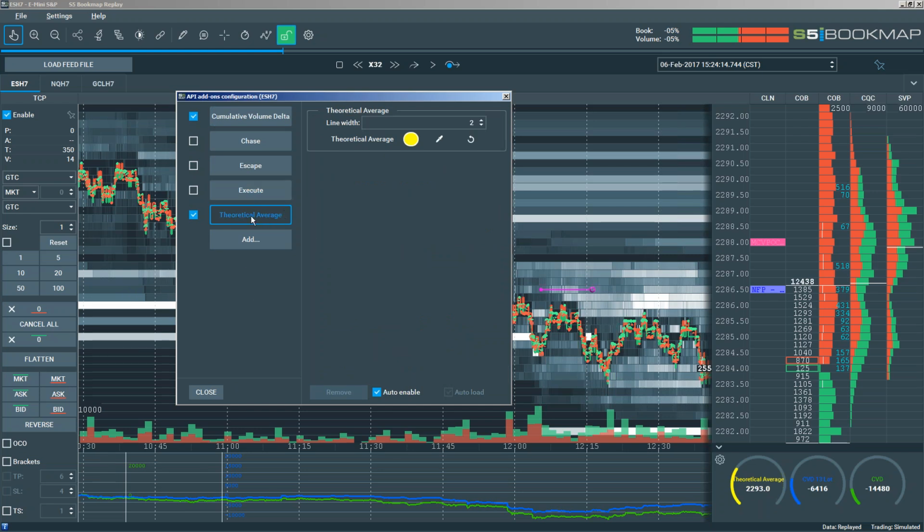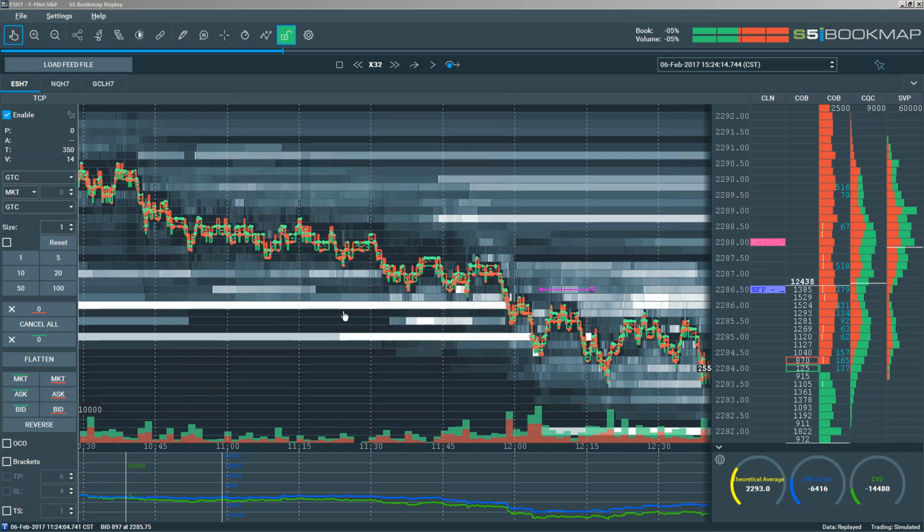And then the theoretical average indicator, again, can only be received in the S5 Bookmap version. It's not in the native Bookmap version. This is a custom indicator that is offered free to all of Stage 5's traders. This goes along with a free chat room and the weekly webinars. I'm not going to do an advertisement for Stage 5 here, but the theoretical average is an extremely important way for me to control my risk and understand where I stand versus where the market is with any given trade.